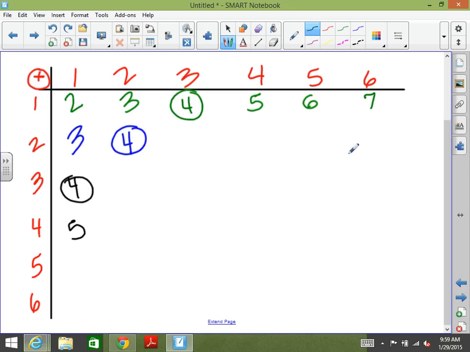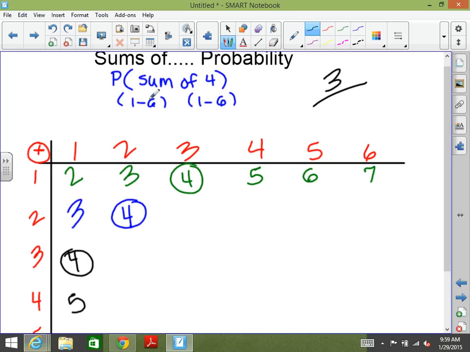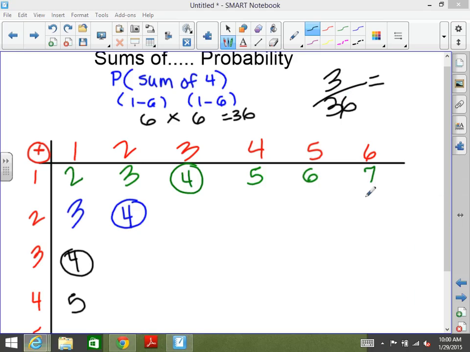The second way is to use your fundamental counting principle. Basically, there were 6 outcomes on this first die because there's 6 numbers. And there's 6 on the second die because there's 6 numbers. And 6 times 6 is 36. Okay? And that reduces to, okay, so we get 3 out of 36.